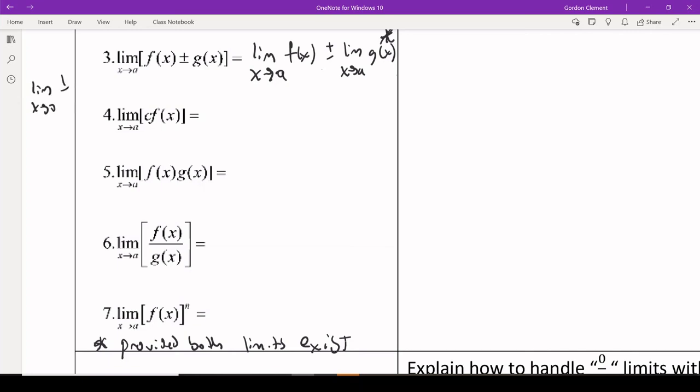Very easy example of that would be 1 over x minus 1 over x. I can't do the limit as x goes to 0 of those things separately, but since in the limit x isn't 0, I can just subtract those and get 0, but separately the two things wouldn't exist on their own.